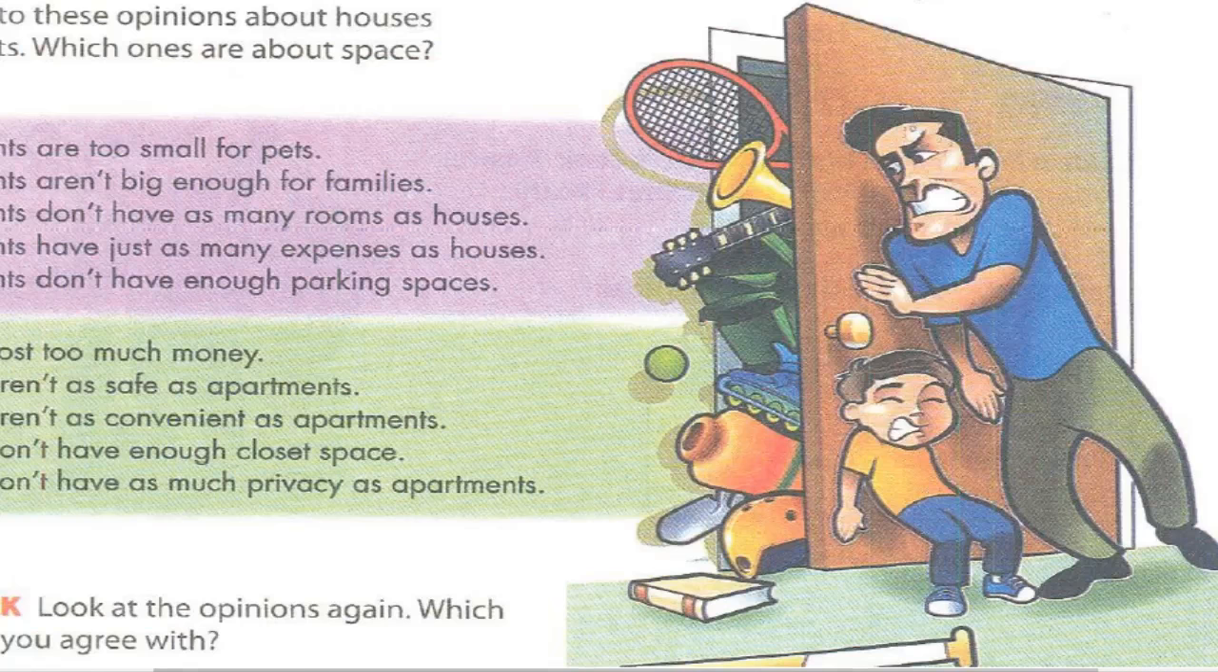Exercise number two. Look at the picture. What do you see? A kid, a child. This is a man, father and son. What are they doing? The father and his son are trying to close the door. This is the door. The door of what? What's inside this?